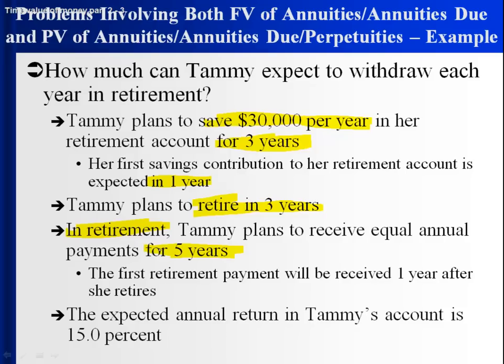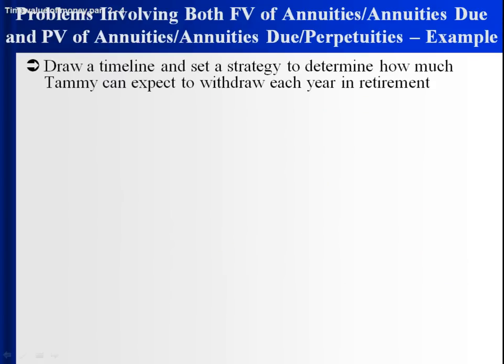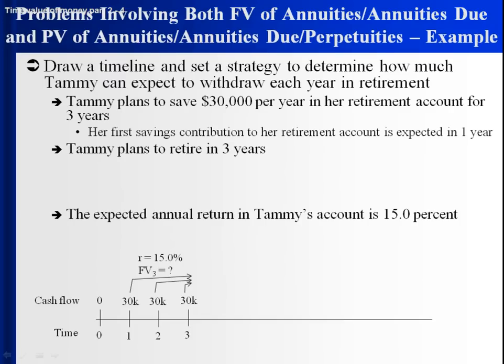So once, twice, 3 times, 4 times, 5 times, she's going to get a check in the mail, and that check all 5 times is going to have the same amount on it. First retirement payment will be received 1 year after she retires. Well, she retires in 3 years, and so 1 year after is going to be in 4 years, and the expected return is 15%. So it's a lot going on there. A timeline can help us understand it. So let's draw a timeline.